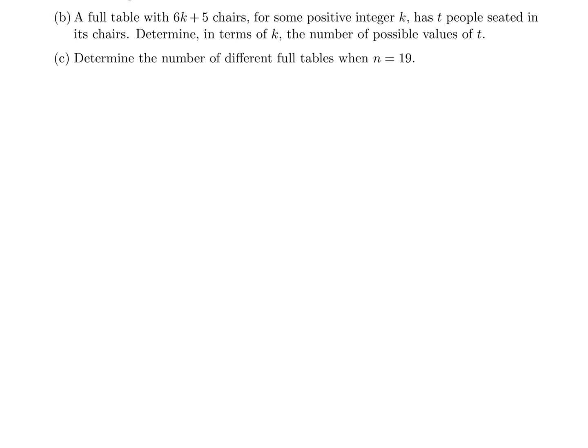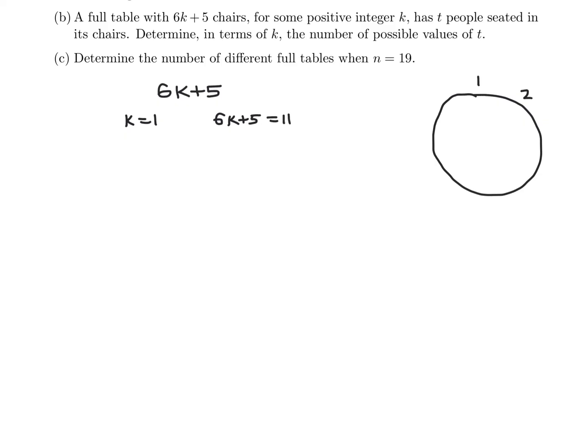So we are not given anything here. Okay, let's give an example then. Let's just work with an example. 6k plus 5 is the number of chairs, right? So let's just start with k equals 1, and that would make 6k plus 5 equal 11. And then let's just work with that for now, and then we'll try to extrapolate that. So let's put 11 chairs. Okay.